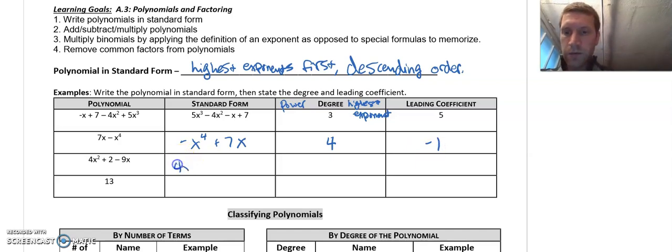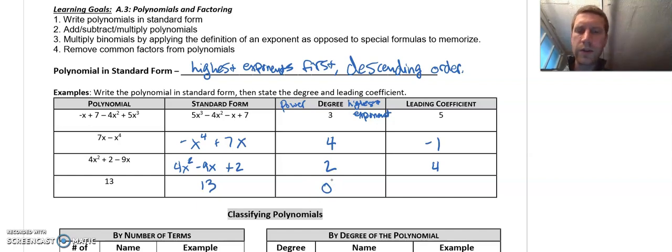Next one. This is a degree 2 and leading coefficient 4. Okay, next one. 13 is just 13 in standard form. This is a degree 0, right? Because it would be 13x to the 0.